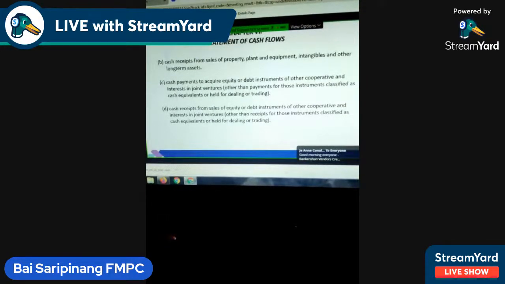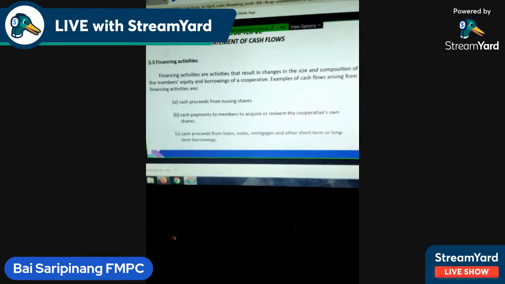Another sample of that is cash receipts from sale of property, plant, and equipment, intangible and other long-term assets. This is when you sold them. Earlier, we acquired; this time you sold. So these are investing activities. Also, cash payments to acquire equity or debt instruments of other cooperatives and interest in joint ventures. Now, that is still part of our examples, inclusions on the investing activities. And cash receipts from sales of equity or debt instruments of other cooperatives and interest in joint ventures. So, still, these are the same examples and inclusions in our investing activities.